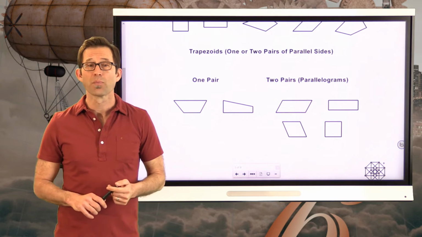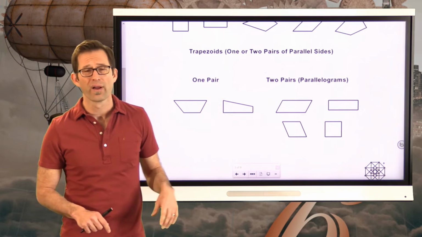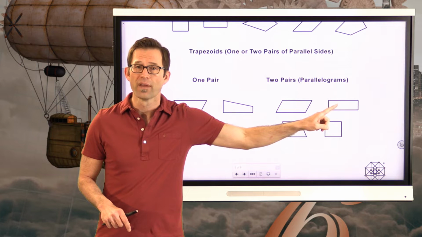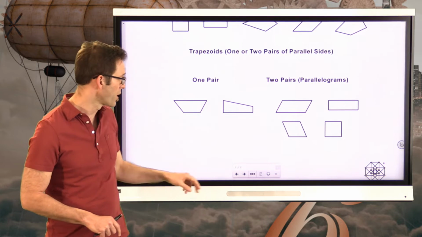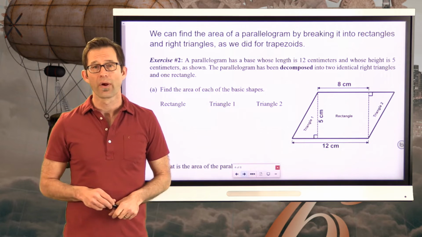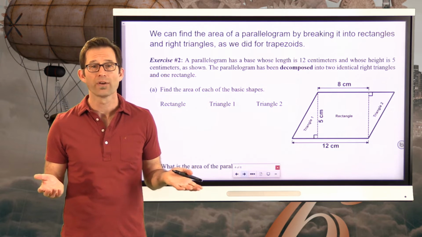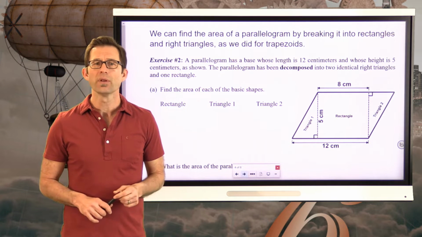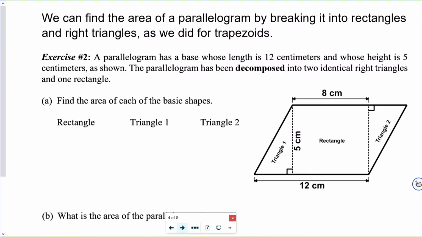So let's start to explore how we can find the area of parallelograms that aren't just simply rectangles and squares, because I think we already know how to find the area of a rectangle and the area of a square. Here we go. We can find the area of a parallelogram by breaking it into rectangles and right triangles as we did for trapezoids in the last lesson. So let's see how we do that in exercise number 2.